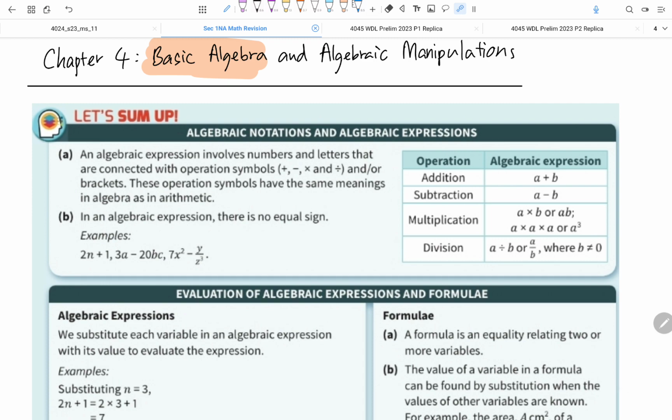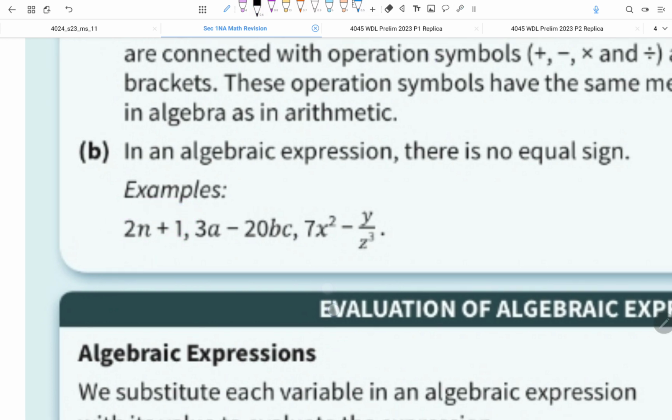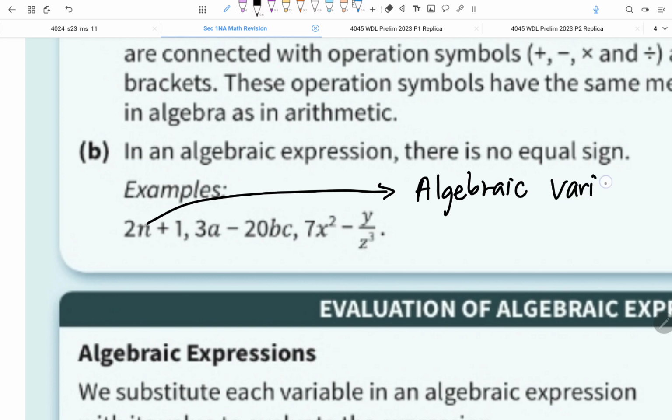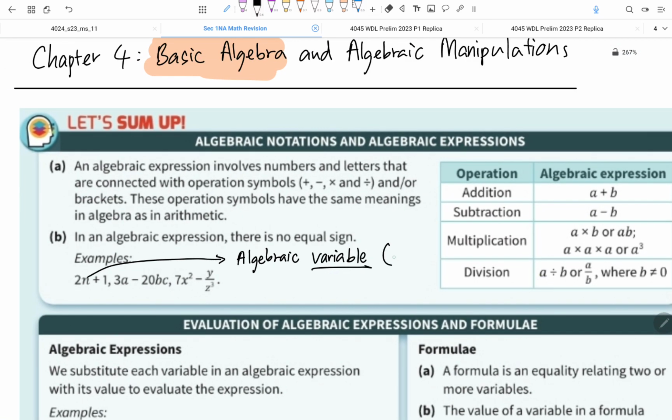Alright, so some examples of expressions in algebraic form are 2n plus 1. Now the n is called an algebraic variable. Okay, so in short, variable. Now the common variables that we encounter are x and y. There are many other variables.